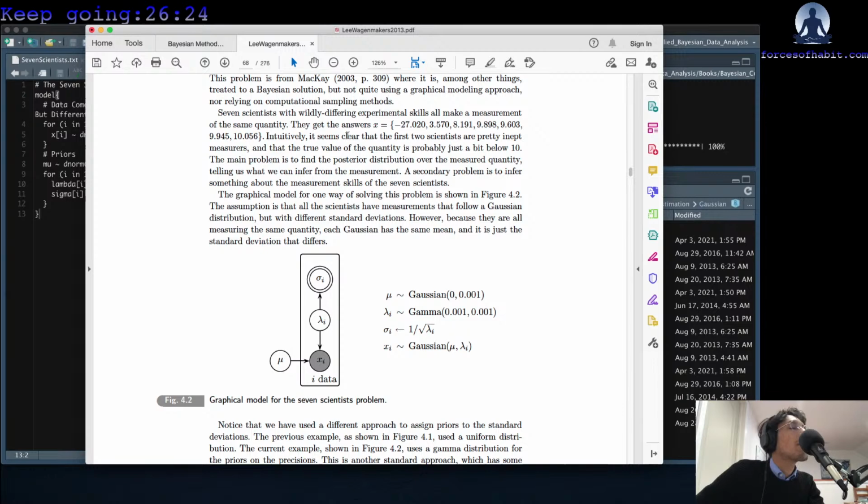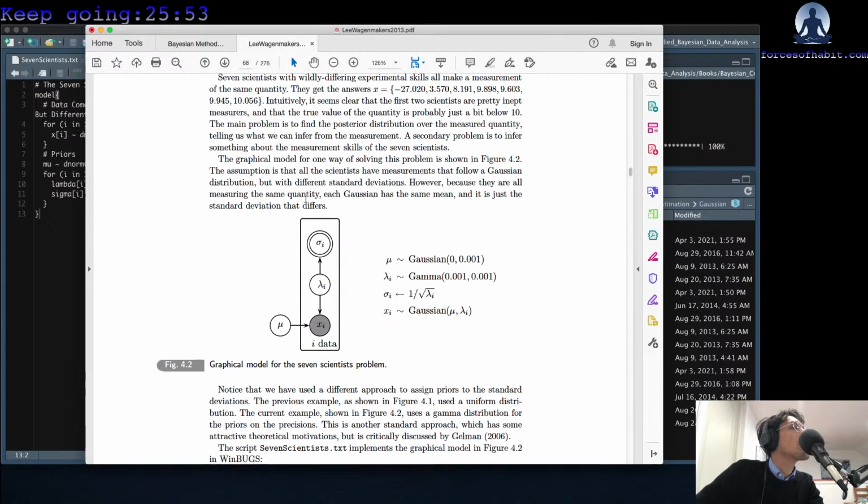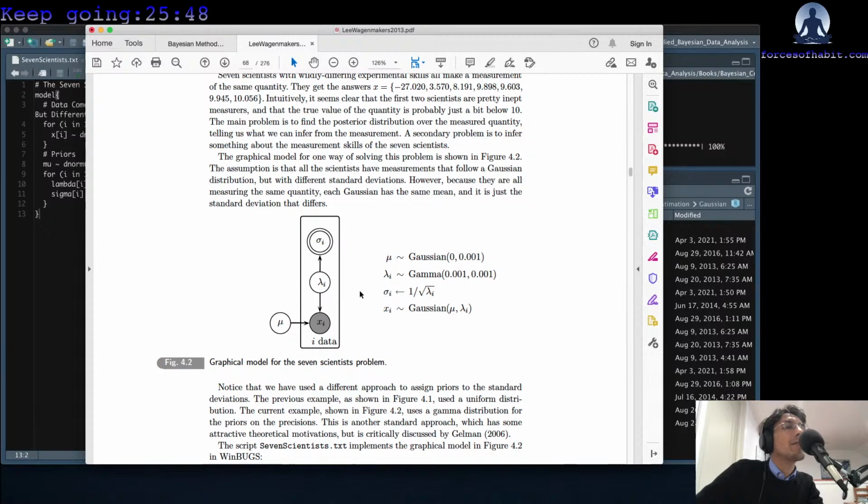So we have seven scientists. These two are not good at getting measurement quality, but the other ones seem to be hitting around 10. So the problem here is the final posterior over the measured quantity, telling us what we can infer from the measurements, and something about the measurement skill. So we have two main problems. Let's look at the problem using a graphical model.